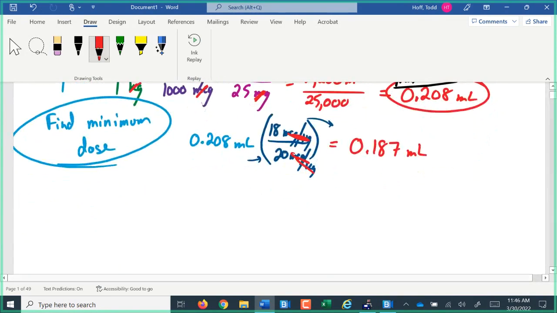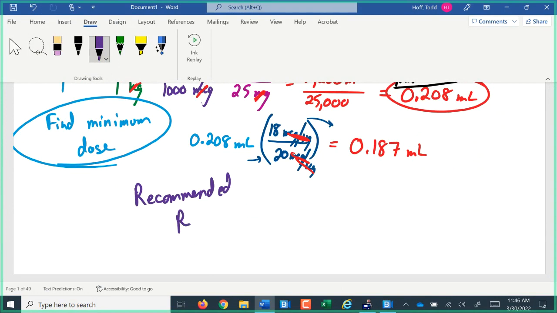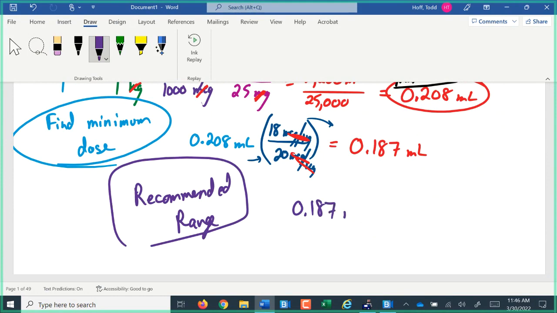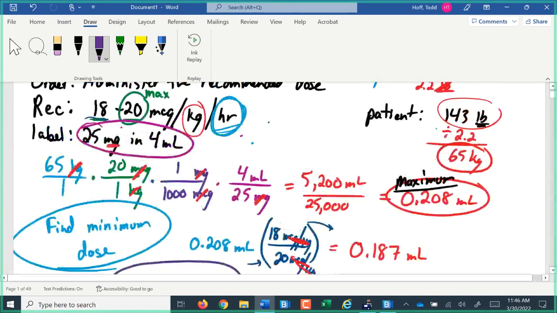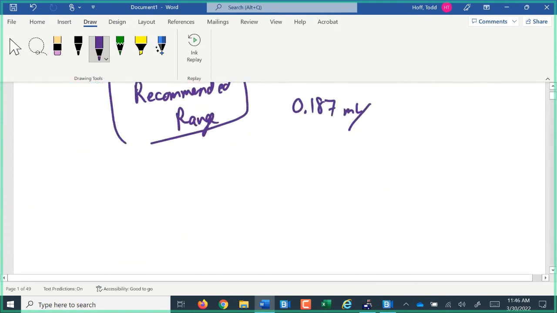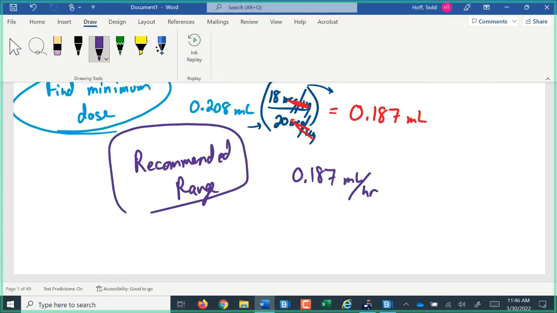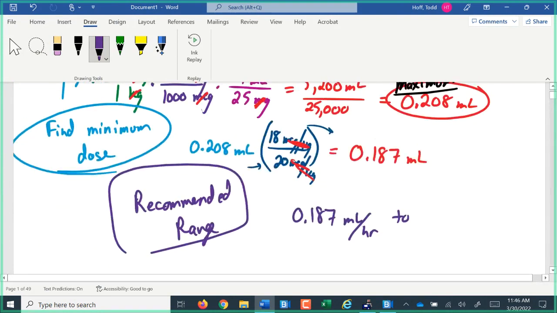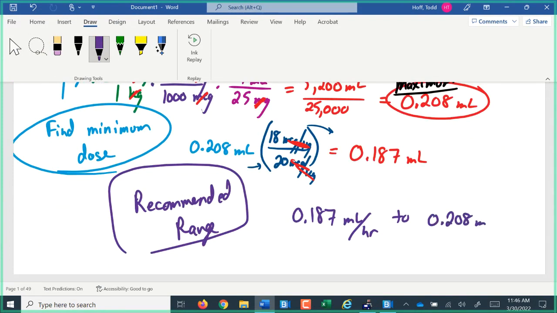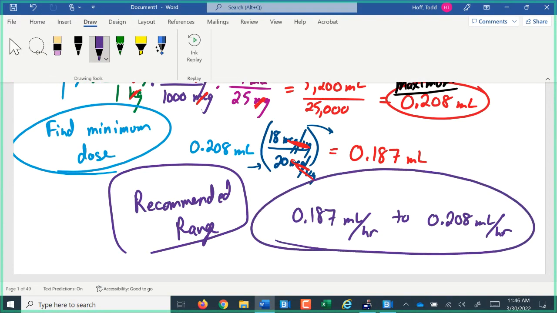So the recommended range here is from 0.187 milliliters per hour. That's where the time frame from the recommendation comes back in, this per hour, to 0.208 milliliters per hour. So there is our range of recommended dosages for a patient of that weight.